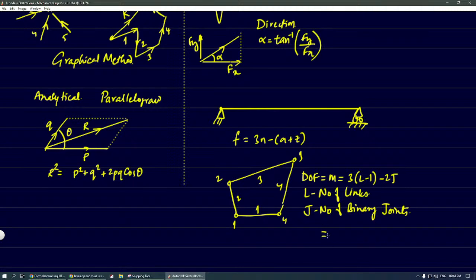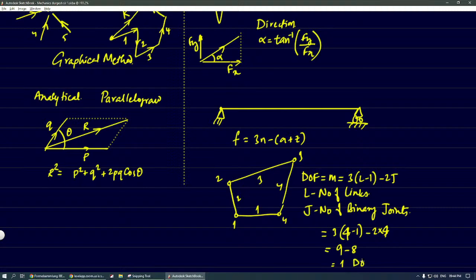If we substitute these values in the equation, we get 3 times (L minus 1) minus 2J. How many are J? J also is 4. Sorry, we made a mistake here. There are 4 links, so 4 minus 1 is 3, and 3 threes are 9, minus 2 times 4 joints, which is 8. So that means we have 1 degree of freedom.